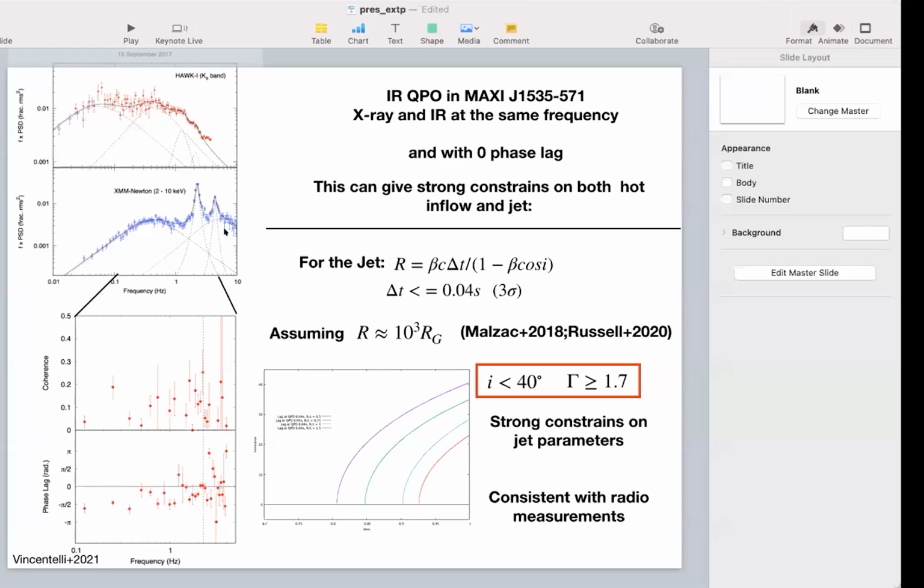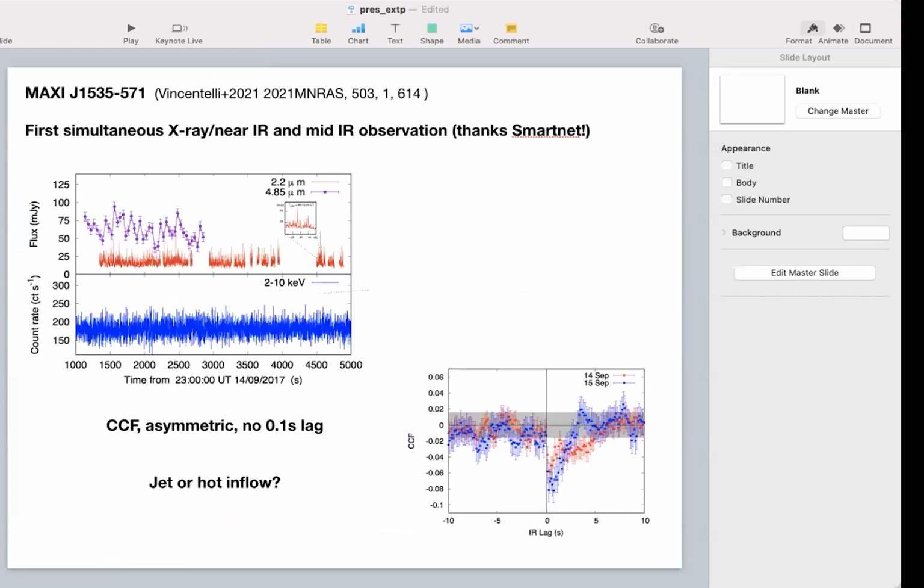Anybody else? Can you share your presentation again? So can we say here that the infrared is leading in the lag? Because when I look at the coherence, this is the cross correlation function. So how did you calculate the cross correlation? By taking the whole light curve, right? Yes. Okay, thank you.